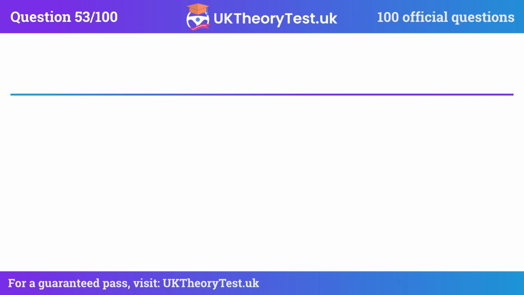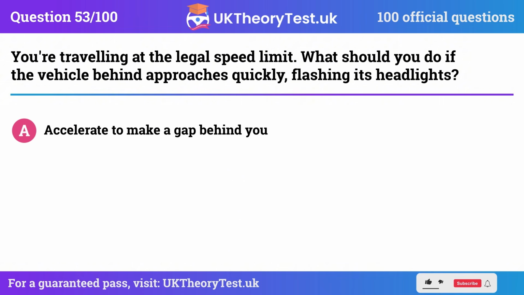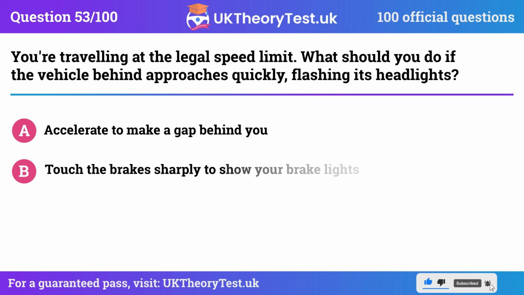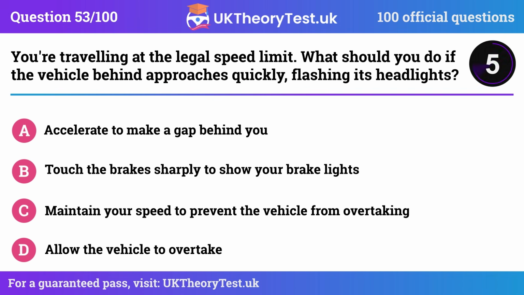Question 53. You're traveling at the legal speed limit. What should you do if the vehicle behind approaches quickly, flashing its headlights? A. Accelerate to make a gap behind you. B. Touch the brakes sharply to show your brake lights. C. Maintain your speed to prevent the vehicle from overtaking. D. Allow the vehicle to overtake.